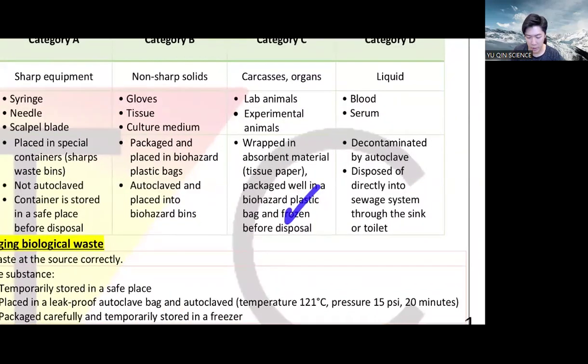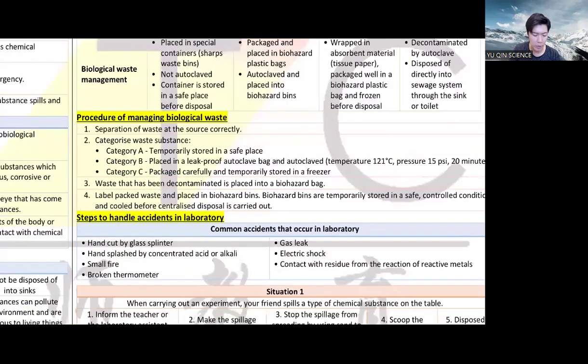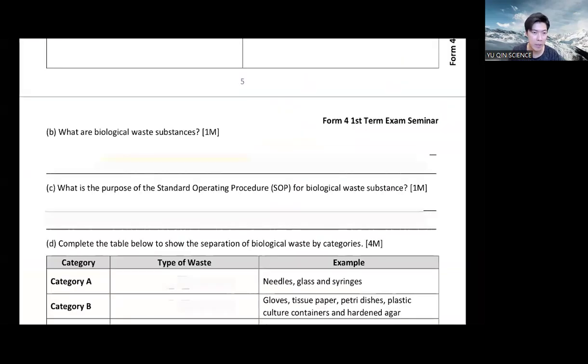And D will be liquid, like blood, maybe. You have to autoclave, means to kill germs, to sterilize, and then you can throw it into the sink or toilet bowl straight away. Okay, so roughly that's how we want to categorize them, A, B, C, and D.